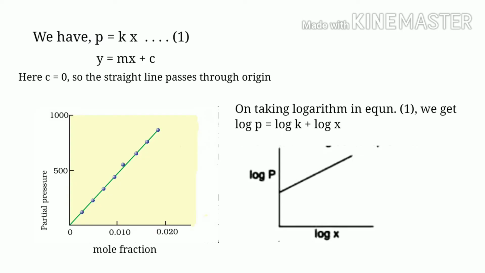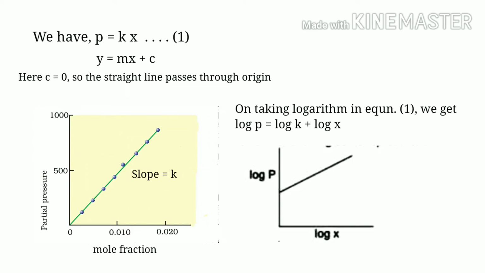Now let us discuss the plots. We have pressure P is equal to Henry's law constant K into mole fraction X. Give it equation number 1. Comparing equation 1 with the equation of a straight line y equal to mx plus c, we get c is equal to 0 and m is equal to K. So if we plot partial pressure against mole fraction, we will get a straight line passing through the origin like this. The slope of this straight line is given by slope equal to K.